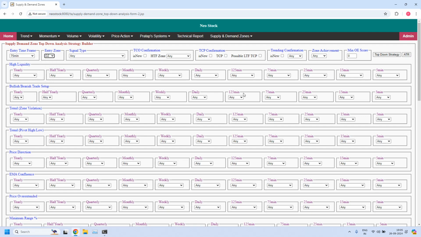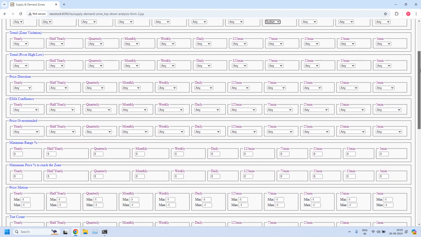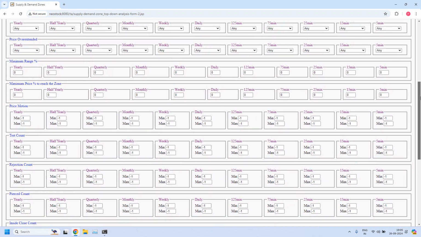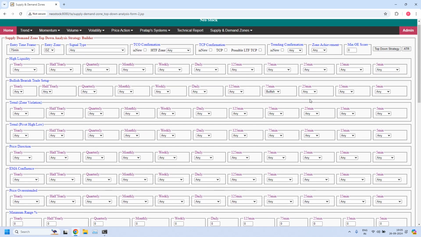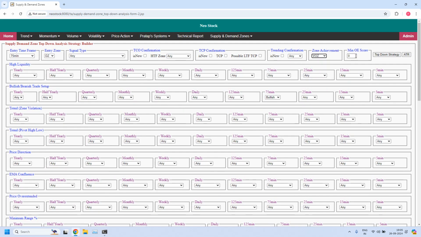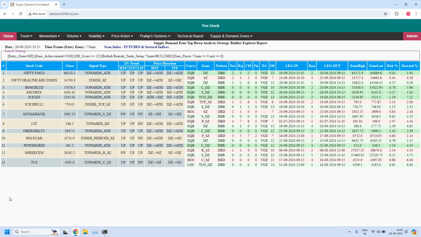In bullish or bearish trade setup at 75, I am selecting bullish. And the 75 minutes demand zone should not be pierced. So in the pierced count at 75 minutes time frame, setting minimum value 0, maximum value 0. Zone achievement is violated opposing zone, minimum odd enhancer score is 12. All the three filters are applied to 75 minutes demand zone. Now 13 stocks are filtered. 13 stocks are currently supporting bullish trade setup for weekly income trade.